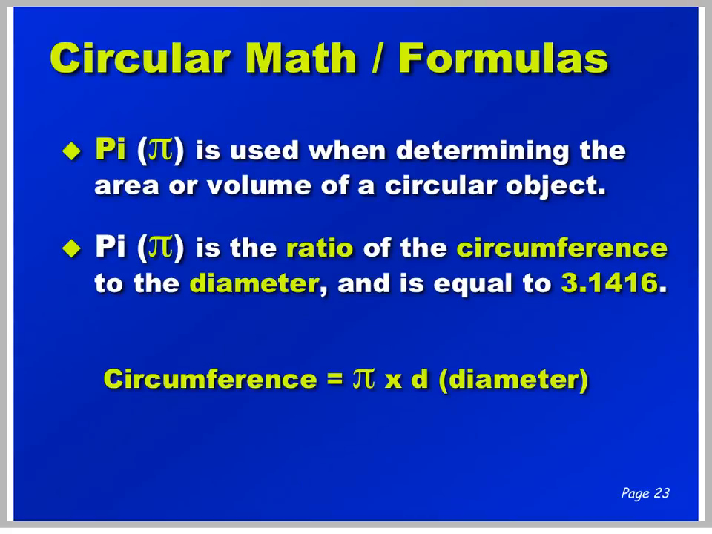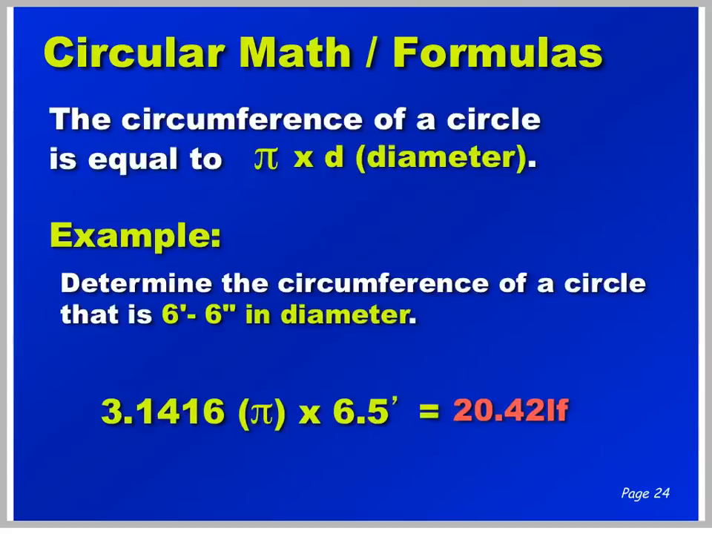Pi equals 3.14159. And I simply round that off to 3.1416. The circumference of a circle, the formula is pi times d, the diameter. So let's find the circumference of a circle that has a diameter of 6 foot 6 inches. First, let's take the 6 foot 6 inches and convert it to 6.5 feet. Then multiply it times pi, which equals 3.1416. When multiplied out, we get 20.42 lineal feet.